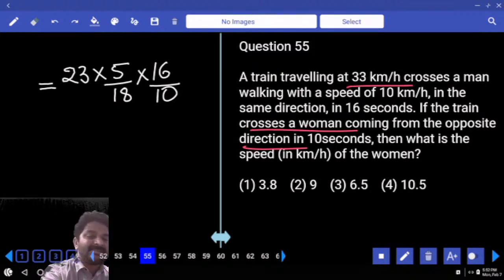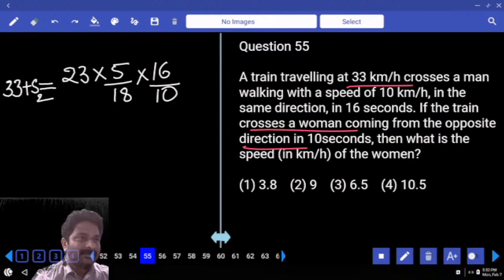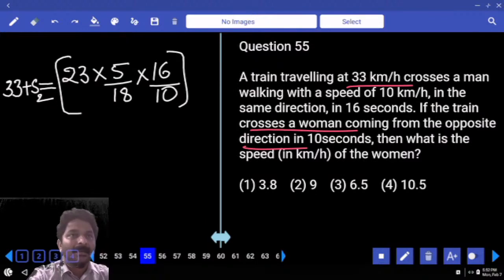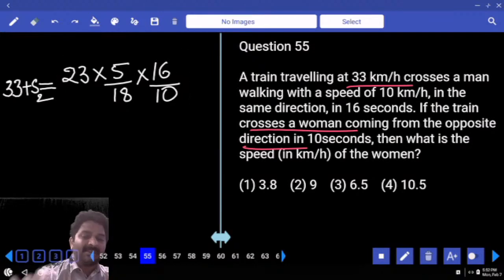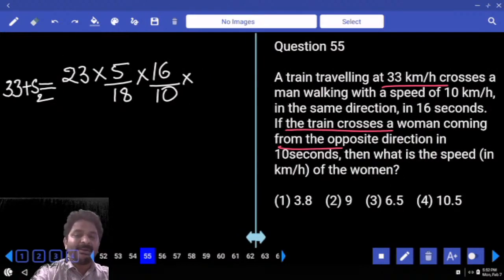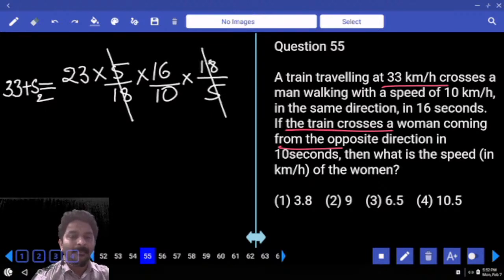Speed of the train is 33 km per hour plus, let us assume, woman speed is S2 km per hour. Right hand side we are talking in terms of kilometer per hour, but left hand side values are in meter per second only. So we must convert into kilometer per hour, that is into 18 by 5. 5 by 18, 18 by 5, both get cancelled.